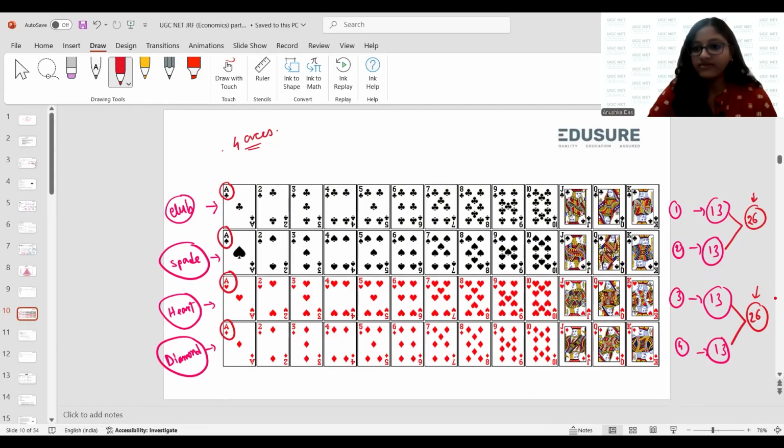Now from 2 to 10, you have normal cards, with normal numbering: 2, 3, 4, 5, 6, 7, 8, 9, 10. And then after 10, you have a jack. For every suit, you have one jack, so altogether there are 4 jacks as well. Then you have a queen. In every suit, you have one queen card, so 4 queens are there altogether, and 4 kings also. So this is the entire distribution, all the cards that you need to know. This is the structure. If you have this in your mind, you can solve the questions very easily.